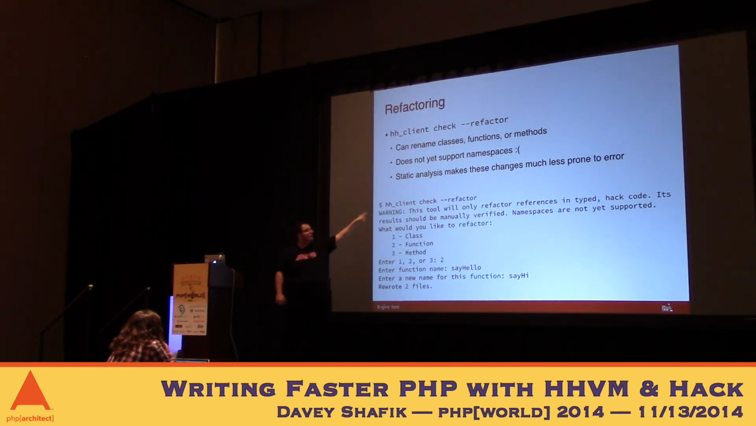So hh_client check --refactor. Big warning there. It says, what would you like to refactor? So 1 will be a class, 2 will be a function, 3 will be a method. If you pass in 2, like I've done here, it'll ask you for the function name, ask you for the new name, and then it will tell you how many files it had to rewrite. Okay. So of limited use right now, but know that they're working on it and it is coming.